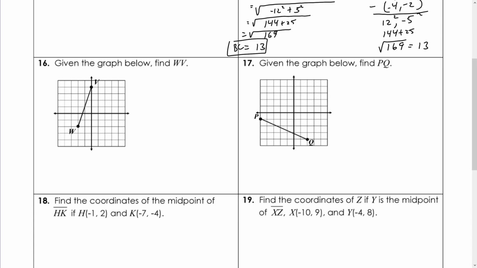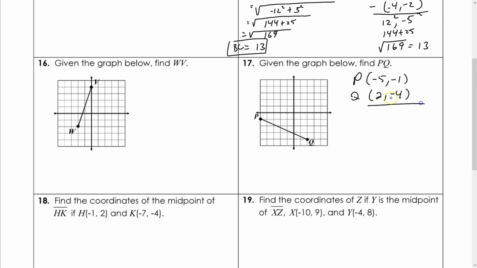All right, number 17. It's exactly the same as 15, except we just aren't given coordinates. So we have to write our own coordinates in. So we see that P is 1, 2, 3, 4, 5 to the left and 1 down. So P would be negative 5, negative 1. Q, which is 1, 2 to the right and 1, 2, 3, 4 down, that would be 2, negative 4.